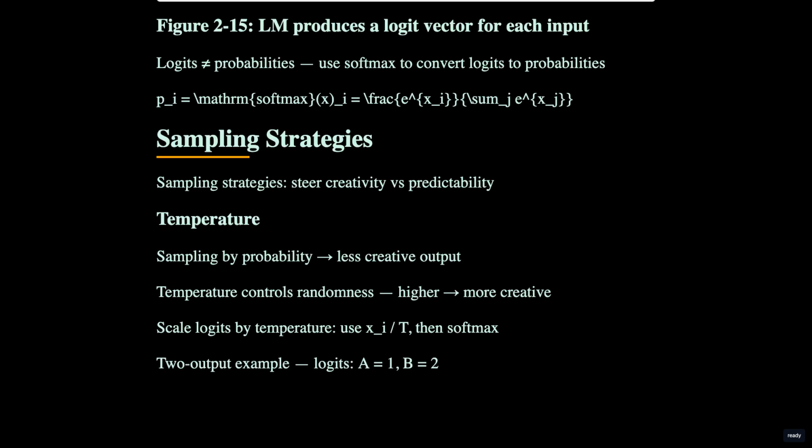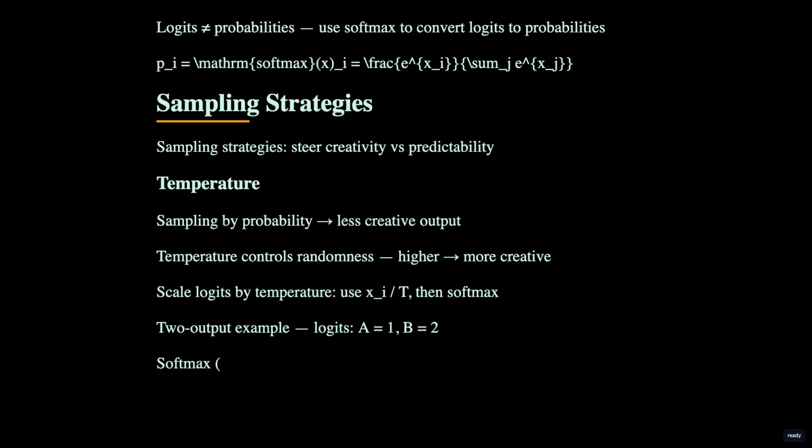We'll use a tiny model with only two outputs, A and B, to see how temperature changes probabilities. The model's final layer logits are 1 for A and 2 for B. These are the raw scores we'll convert to probabilities and then modify by different temperatures. Using temperature 1, the default softmax produces probabilities 0.27 and 0.73. If we sample from this distribution, the model will pick token B about 73% of the time, while token A still has a 27% chance.